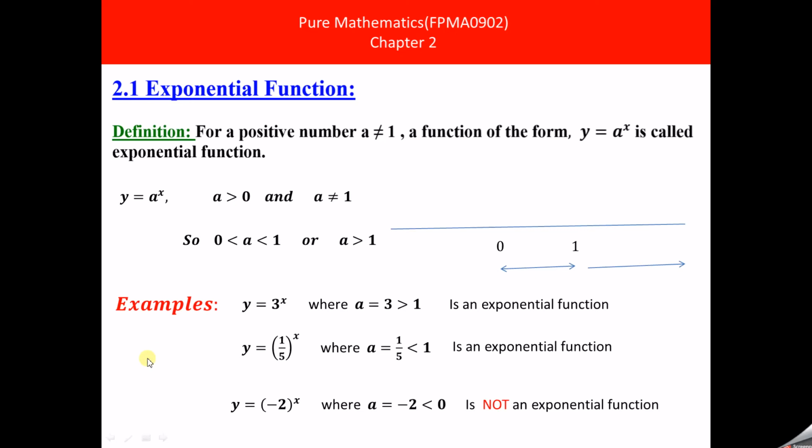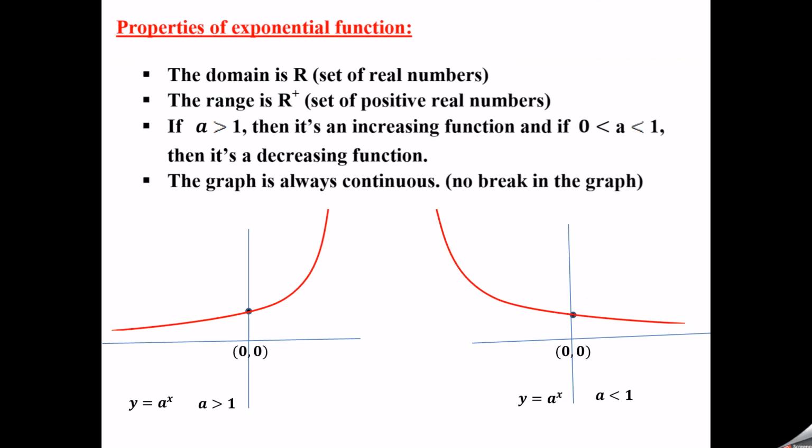Let us look at some properties of this exponential function. The domain of the exponential function is R, the set of all real numbers. Domain means the x values. When the exponential function y equals a power x is given, what x values can we take? x can be any real number, either positive, negative, or 0. That is the domain. And the range of this exponential function is R plus.